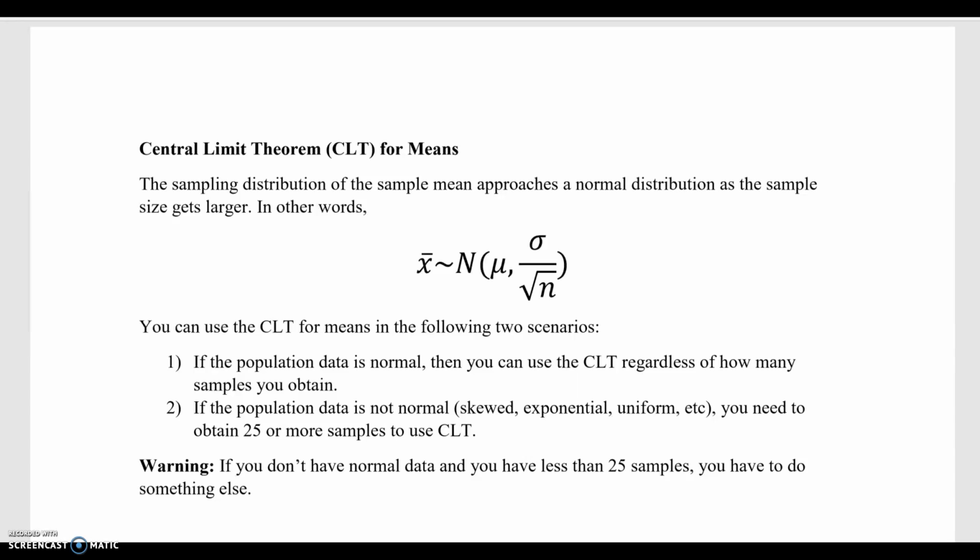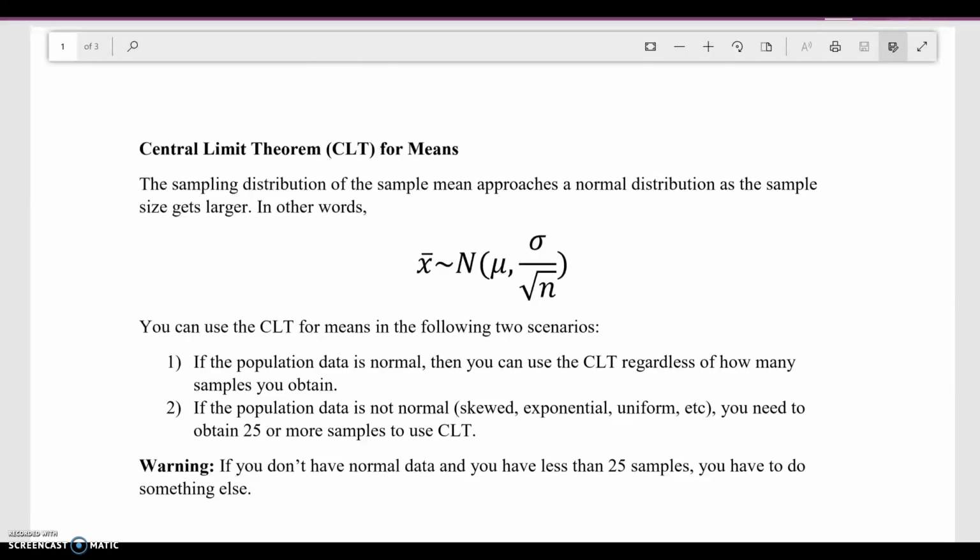Okay, so the central limit theorem for means. In the previous video, we talked briefly about this. The distribution of the sample mean approaches a normal distribution as the sample size gets larger. In other words, X bar is normally distributed with a mean of mu and a standard deviation, or standard error, of sigma over square root of n.